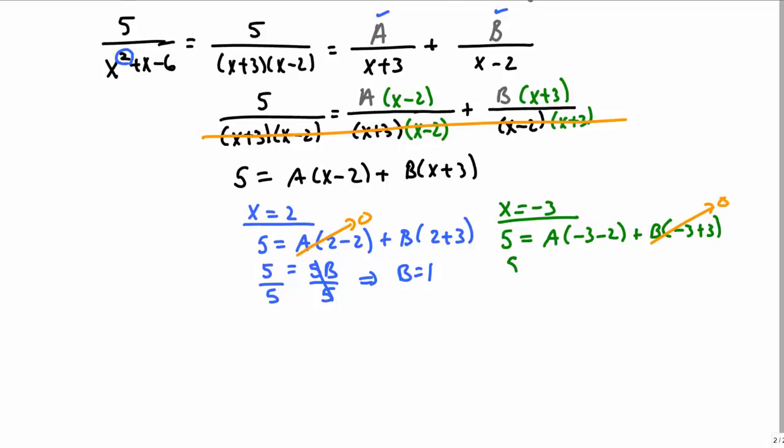And I have 5 equals negative 3 minus 2 is negative 5a. Divide both sides through by negative 5. And here I get a equal negative 1. So these are the numerators.